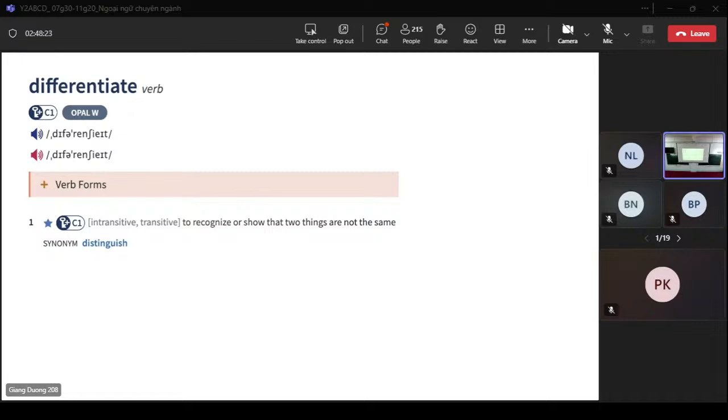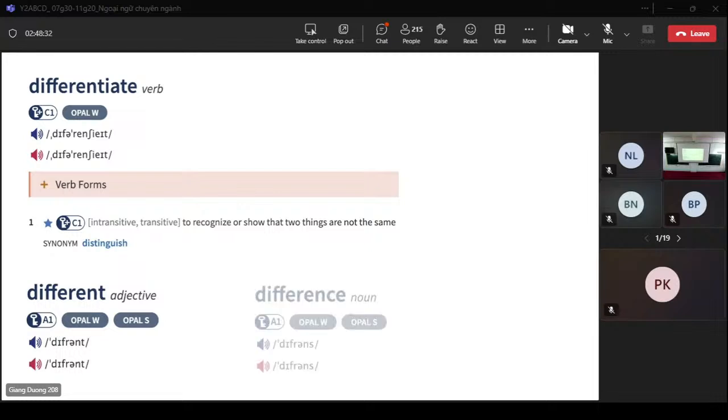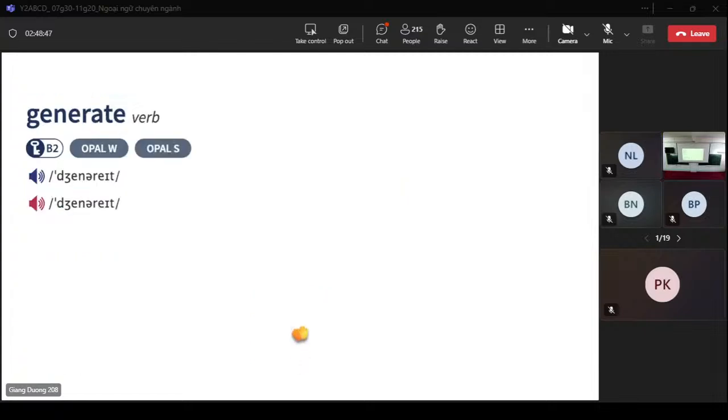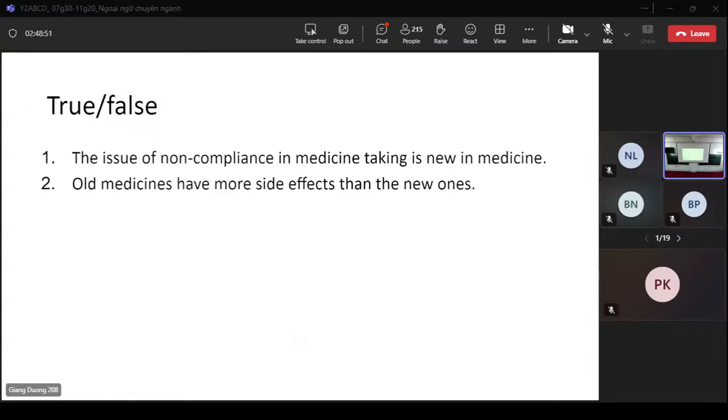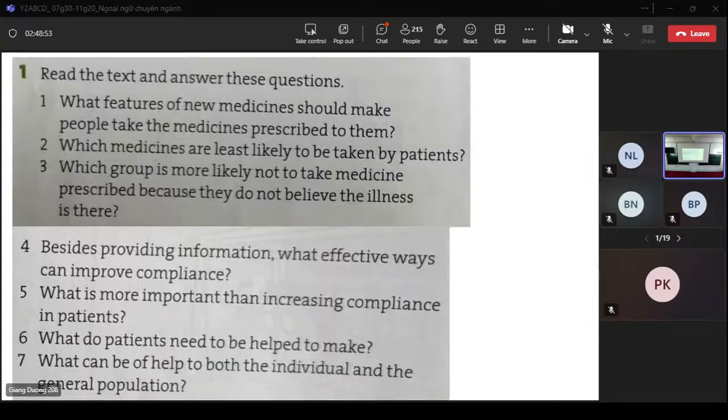Differentiate is a verb, and we have different, not different, different, like chocolate, okay? And difference, a noun. Rồi sắp xong. Generate vận hành thôi. Reviews. Now, comprehension, everyone.